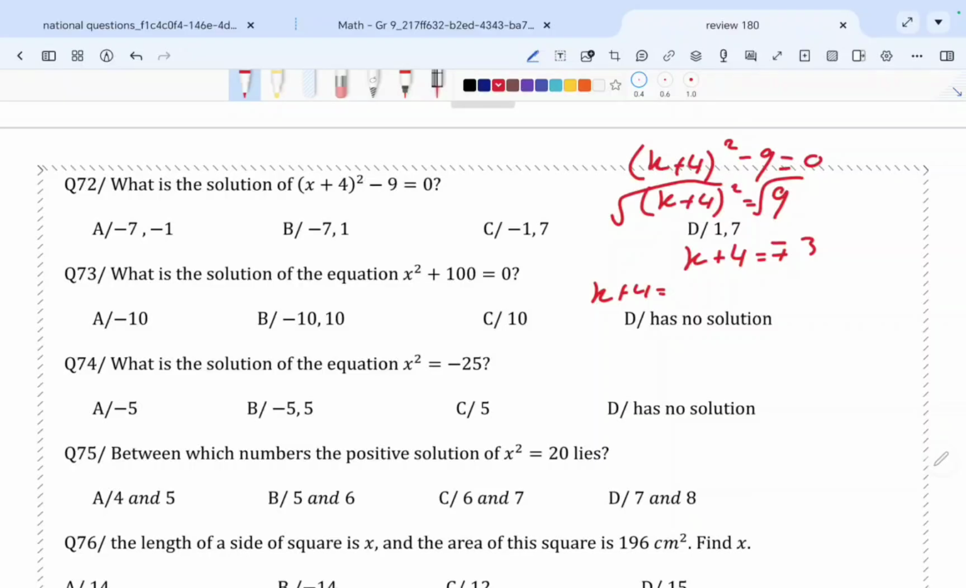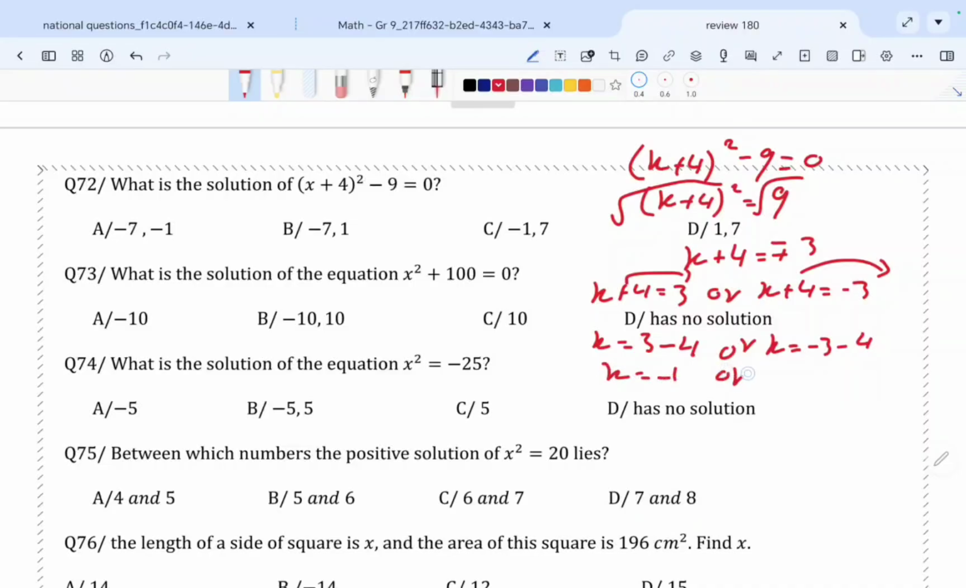x + 4 = 3, or x + 4 = -3. x = 3 - 4, moving 4 to the other side, or x = -3 - 4. When you move 4 to the other side, you have to change the sign, okay? x = -1 or x = -7. Which one has -1 and -7? A.